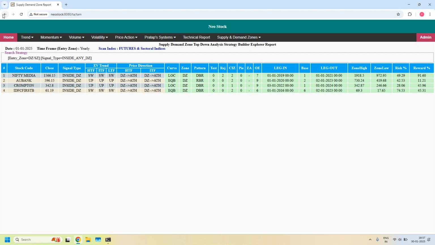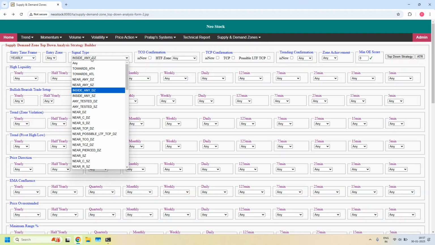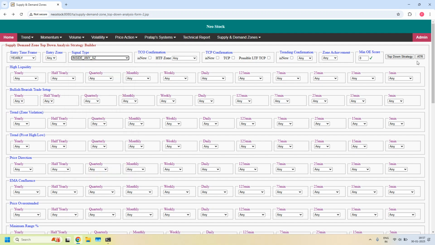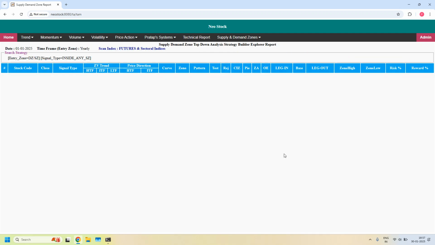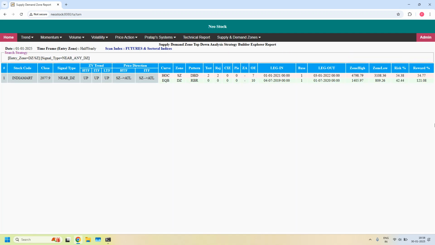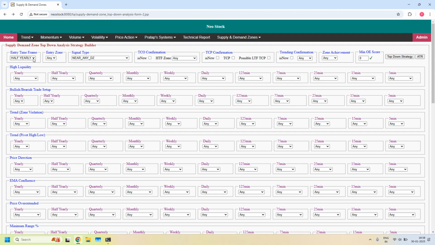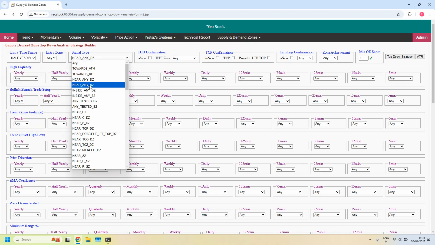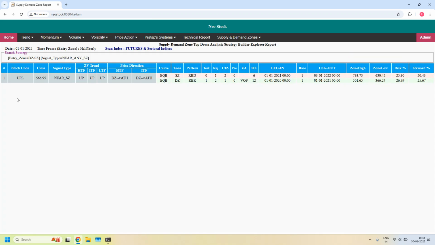Okay, next. Yearly time frame, price closed inside the yearly supply zones, no zones are available. So next time frame is half yearly. Stocks near half yearly demand zone: we have 1 stock, India Mart. Next, half yearly time frame, stocks near half yearly supply zone: you got 1 stock, UPL.